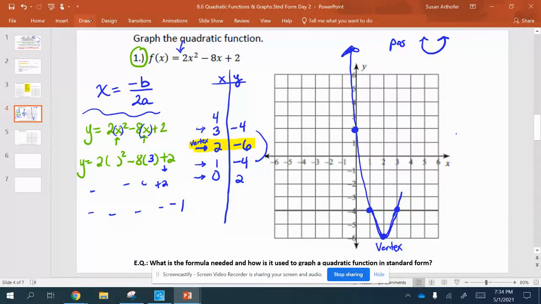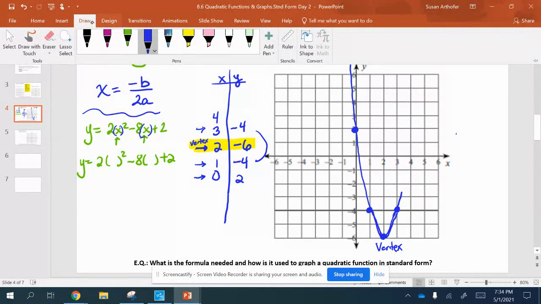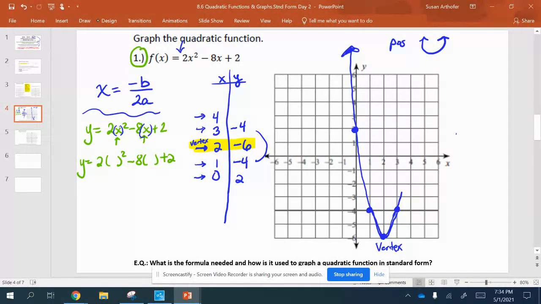Erase my blue. Okay, my parenthesis back in. One more to go. So let's plug in a 4 for x. 4 squared is 16. 2 times 16 is 32. Negative 8 minus 4 is negative 32. Bring down the plus 2. Y is equal to 32 minus 2 is 0, plus 2 equals 2.